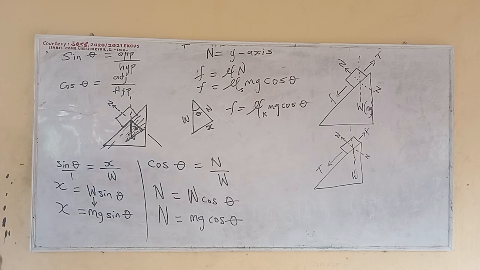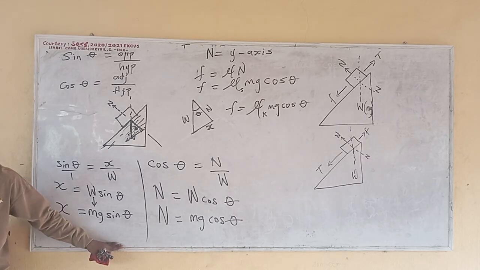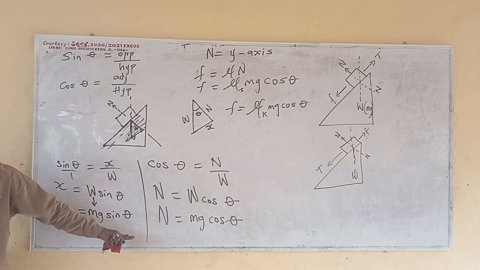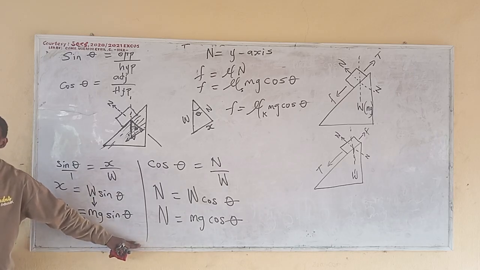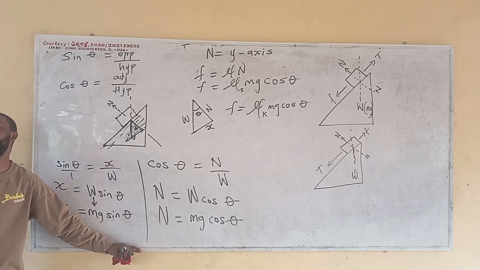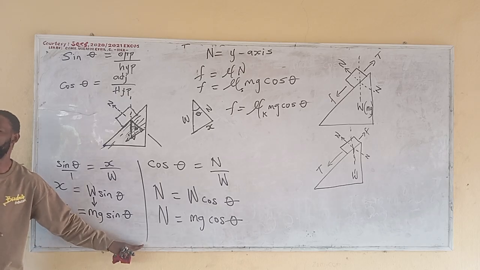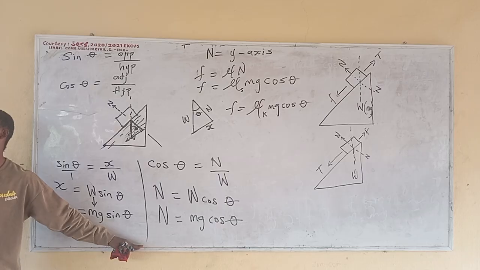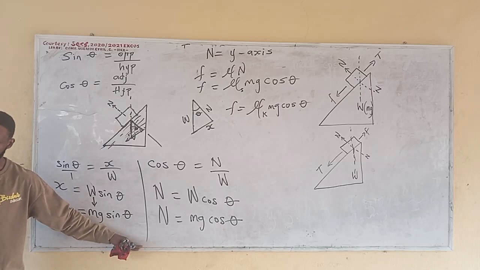Mg sin theta. That means that whenever you hear anything is sliding down or moving up an inclined plane, what you are using is mg sin theta. Whether it is sliding down or going up, you are using mg sin theta. Very important. If they ask what force is required to maintain the object sliding down or moving up in equilibrium, however they ask it, they are just telling you to go and use mg sin theta and solve it. Very, very important.